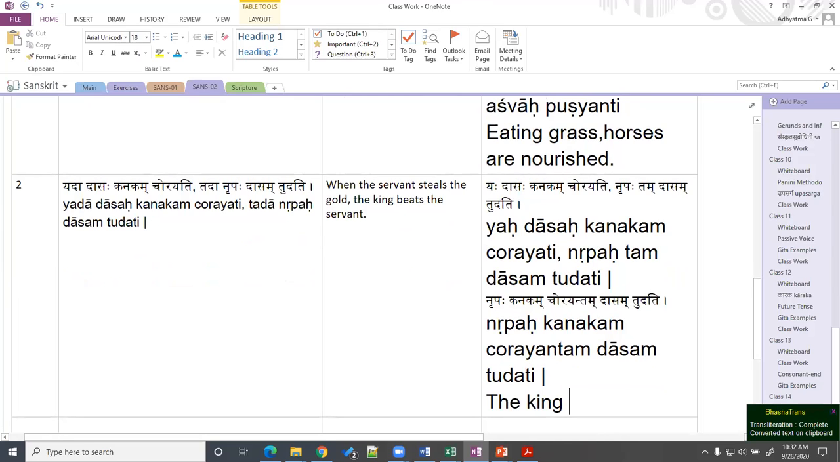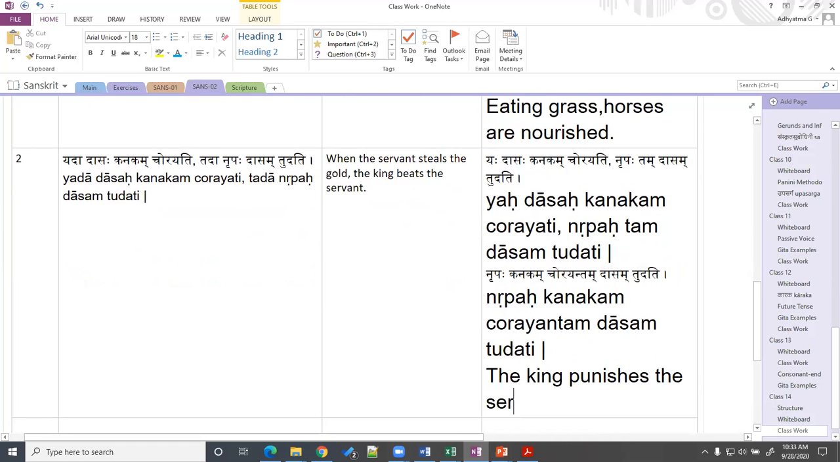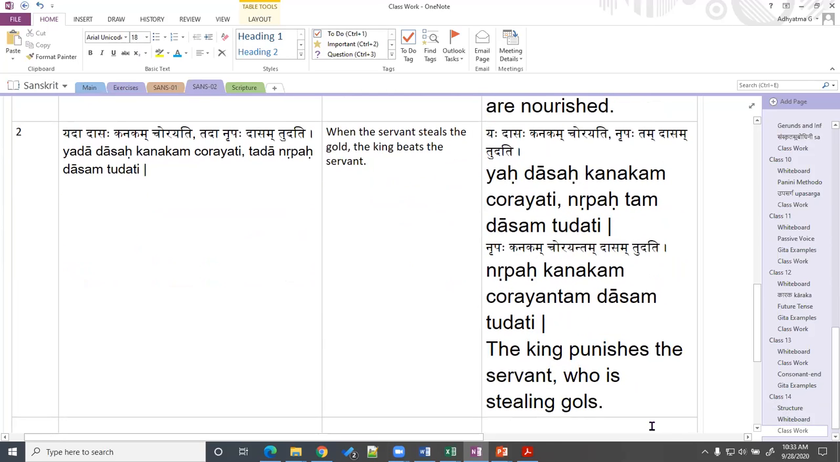The king punishes the servant stealing gold. Or generally in English, because the participle is not always the most preferred way to write, sometimes you may have to say servant who is stealing gold, who steals the gold. So in English you may have to say that, but in Sanskrit this kind of construction is perfectly valid and preferable in many ways instead of this construction.